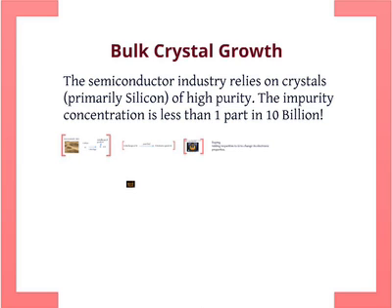It turns out manufacturing is the key reason why we had the microelectronics revolution, because it had to be cheap, right? Otherwise, it wouldn't really have penetrated the market as it has. So the semiconductor industry relies heavily on crystals, primarily silicon, of very, very high purity. You can buy silicon wafers with purity on the order of one impurity in 10 billion atoms of silicon. That's an incredible number if you think about it.